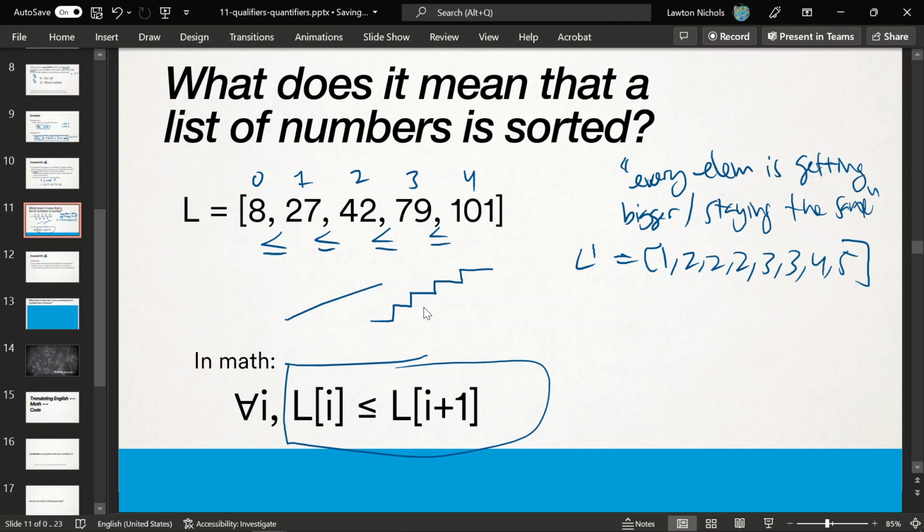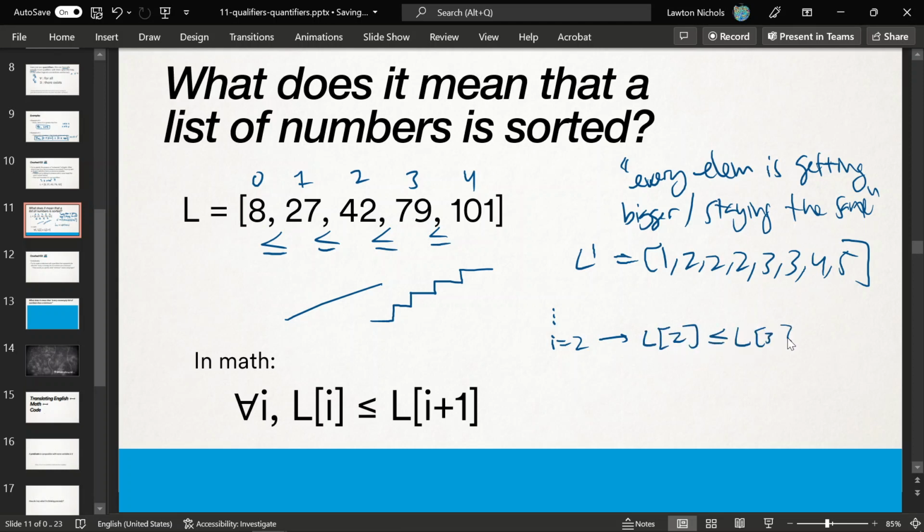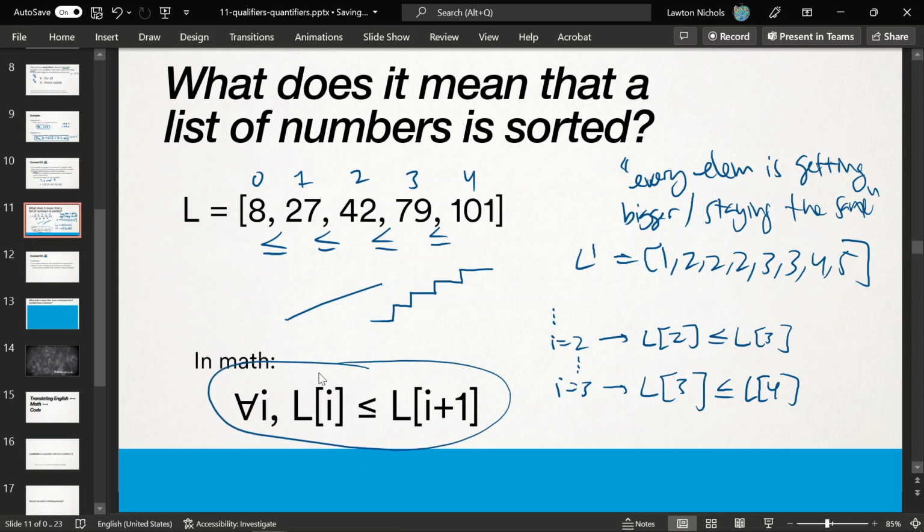Isn't that interesting? The idea is, you try every possible value of i, like i could be 2. At that point, that translates to: when i is 2, you better check that L of 2 is less than or equal to L of 3. And yeah, cool, that checks out. You could try it for i equals 3. You have to try it for every possible i for which this makes sense. L of 3 better be less than or equal to L of 4. Does everybody see why this is saying try every possible index and make sure that the value at that index is less than or equal to the next thing?